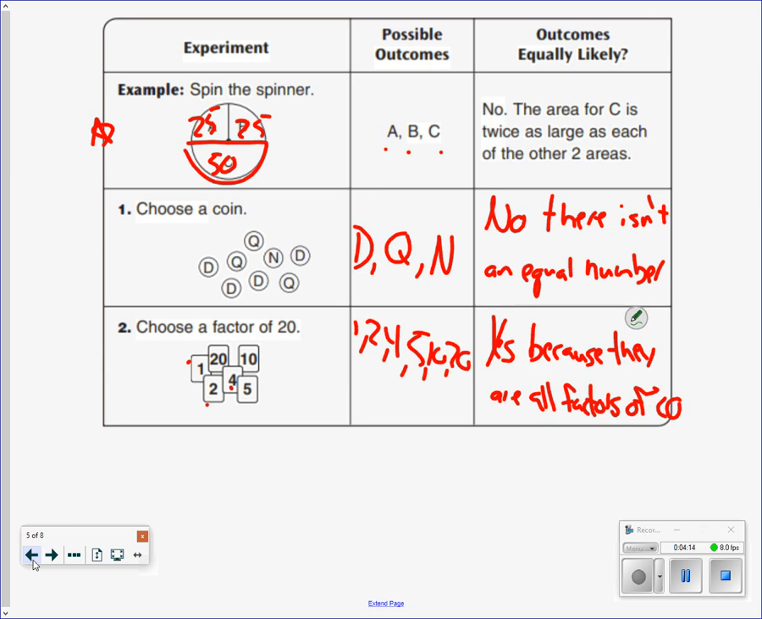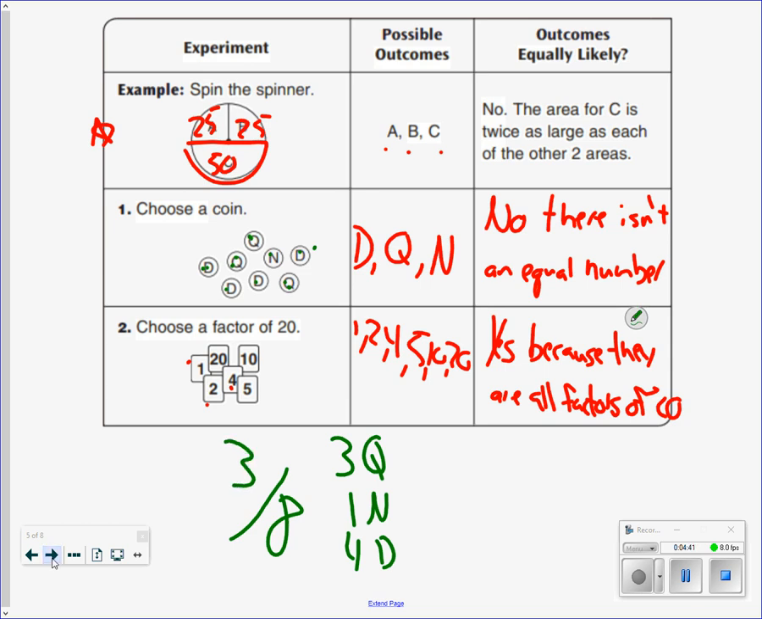We have, well, how many coins do we have? 1, 2, 3, 4, 5, 6, 7, 8. There's 8 possible outcomes. Put an 8 here. How many of these are quarters? 1, 2, 3. There's 3 quarters. How many nickels? There's one nickel. How many dimes? 1, 2, 3, 4 dimes. That adds up to 8. Good. So 3 out of 8.